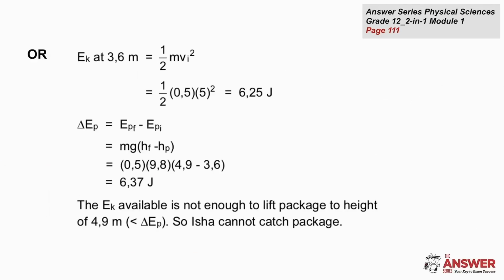Or you can find the potential energy of the package at its maximum height and compare it to the kinetic energy as it leaves the branches. Whichever method you use, the package falls just short of Escher's outstretched hand. Amar had better be ready to catch it again on the way down.